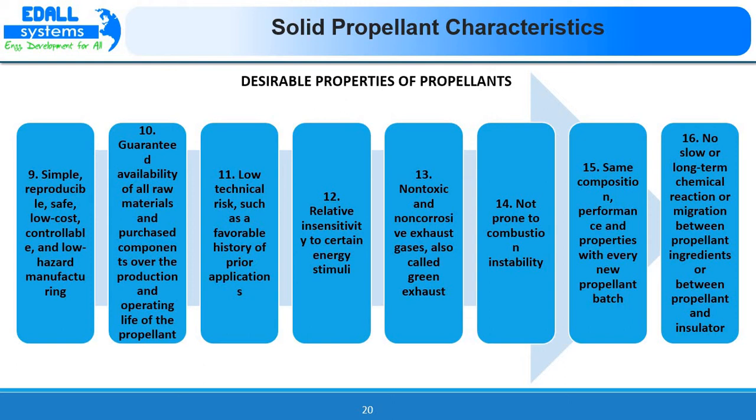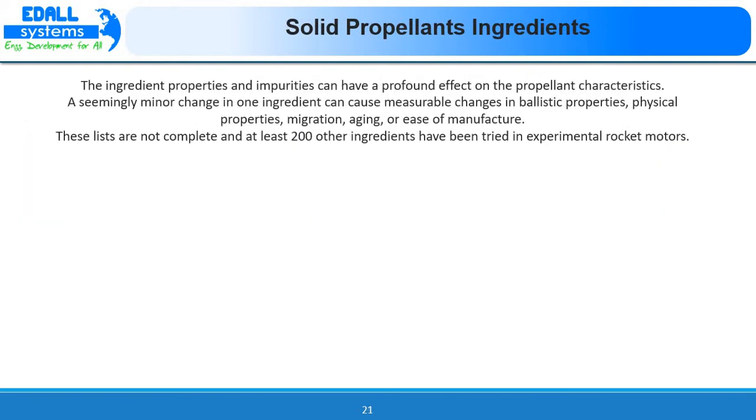No slow or long-term chemical reaction or migration between propellant ingredients or between propellant and insulation. So these are some of the desirable physical properties of solid propellants which are used in solid rocket motor engines. Next we will see some of the solid propellant ingredients.